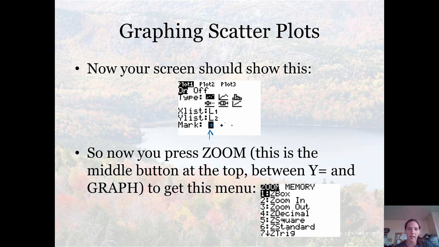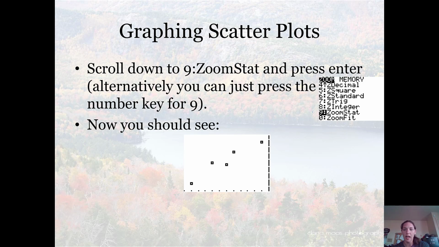Once you have this done, as long as Plot 1 is on, you can now press Zoom, the middle button at the top, and then scroll down to ZoomStat. Number 9, ZoomStat, is going to zoom right to whatever scatter plot you told the calculator to graph. You can scroll down and press enter, or you can just press number 9. And then you should see our graph. It looks a lot like what we drew.